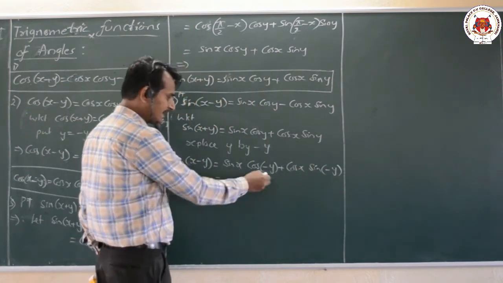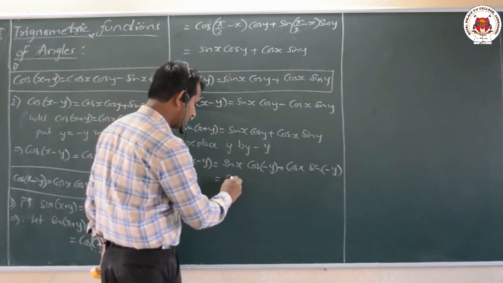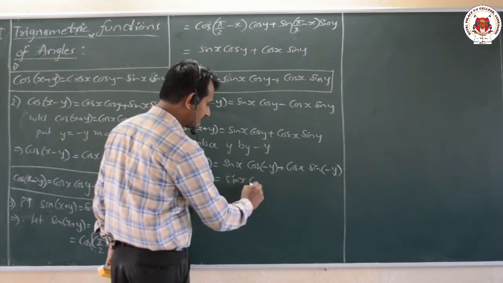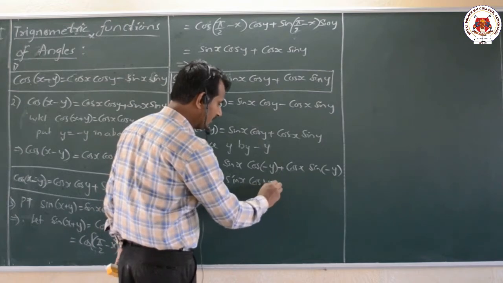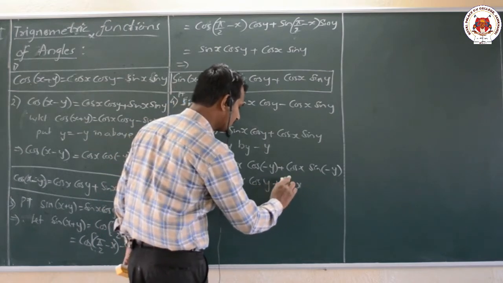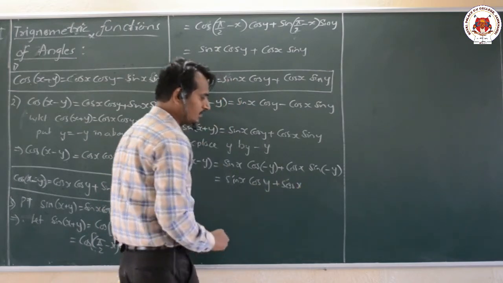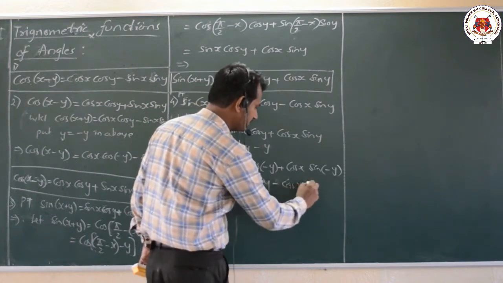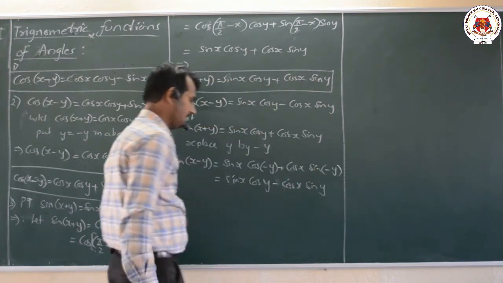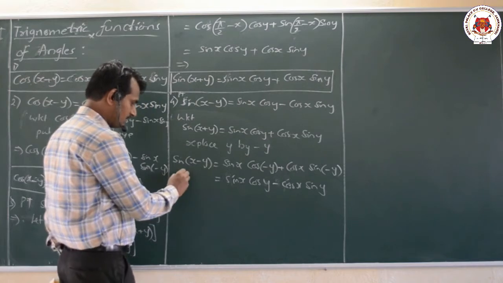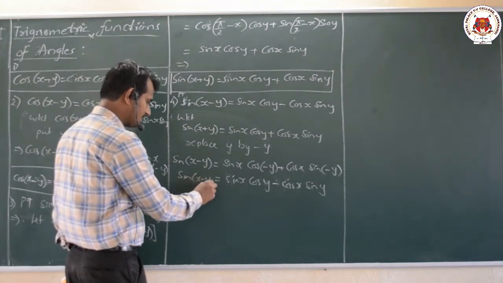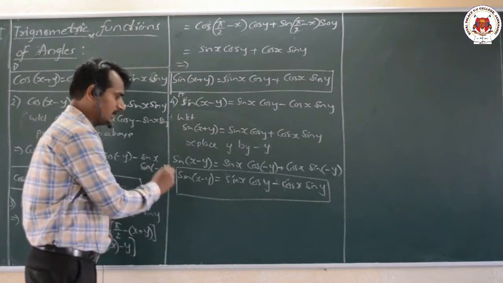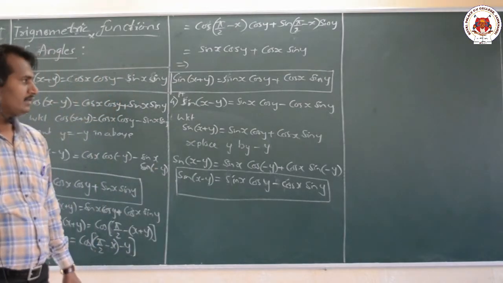Now what we get here: sin x, cos of minus theta is nothing but cos y, plus cos x into sin of minus theta, which is minus sin theta, that is minus sin y. So that implies the formula for sin of x minus y, that is nothing but your required formula. Okay, that is the fourth one.